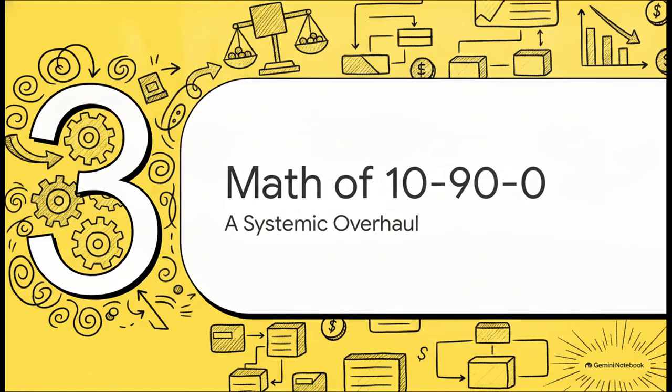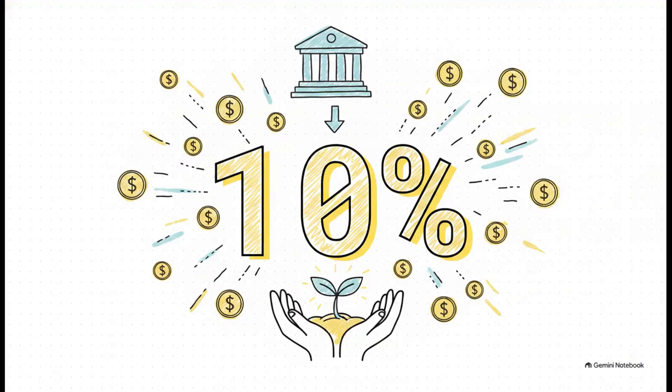Which brings us to Section 3, the math of the 10-90-0 model. This is a complete systemic overhaul. First up in this mathematical model is the 10% rule. This represents the direct cash right from the national treasury to every single citizen. Now, you might be wondering if this is just another welfare program, but the author is very explicit here. This is not charity. It is not a handout. It is strictly positioned as a fundamental birthright. The goal of this direct 10% allocation is to permanently end the helplessness of poverty and ensure an absolute baseline of economic security for everyone.